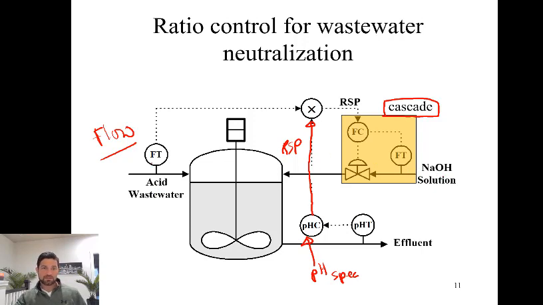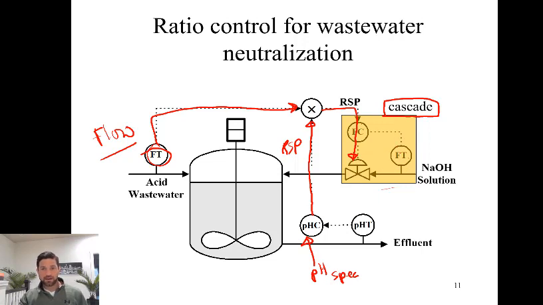So in this case, because the flow is a disturbance associated with the wastewater, we have to measure that. So we measure the disturbance. The disturbance goes to the ratio controller. The primary control loop sets the remote set point. And now in this case, the ratio controller is going to change the valve position. Okay? So we have the cascade loop here because there could be disturbances associated with the feed of the sodium hydroxide solution. We don't really need to worry about that for now in terms of this ratio controller.